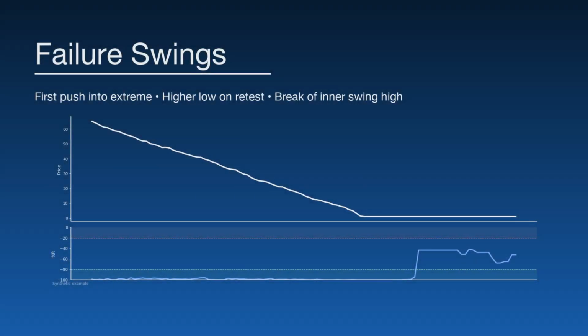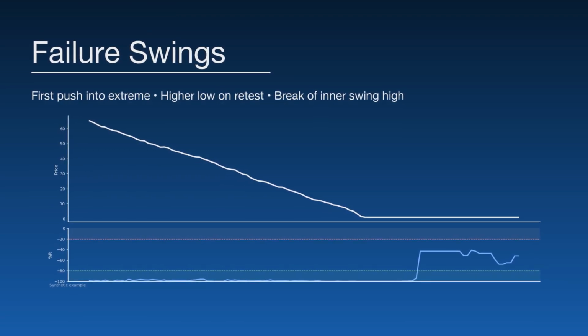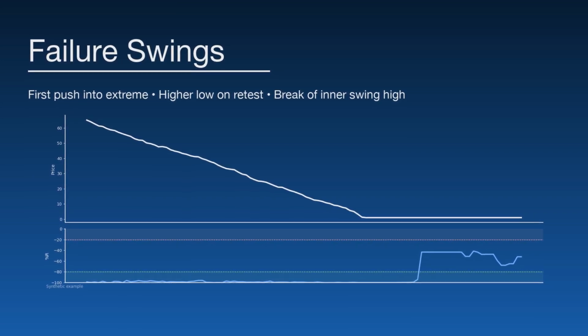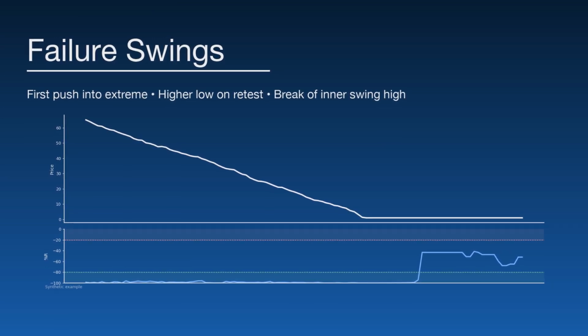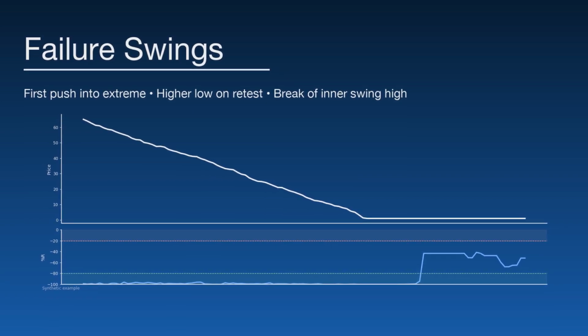The cleanest classical signal is the failure swing. In an oversold print, watch for %R to push below -80, rally back above, pull down, and fail to make a new low before breaking the prior swing high in the oscillator. That second higher trough confirms buyers stepped in earlier than sellers expected. Mirror this for overbought failure swings near the -20 line.